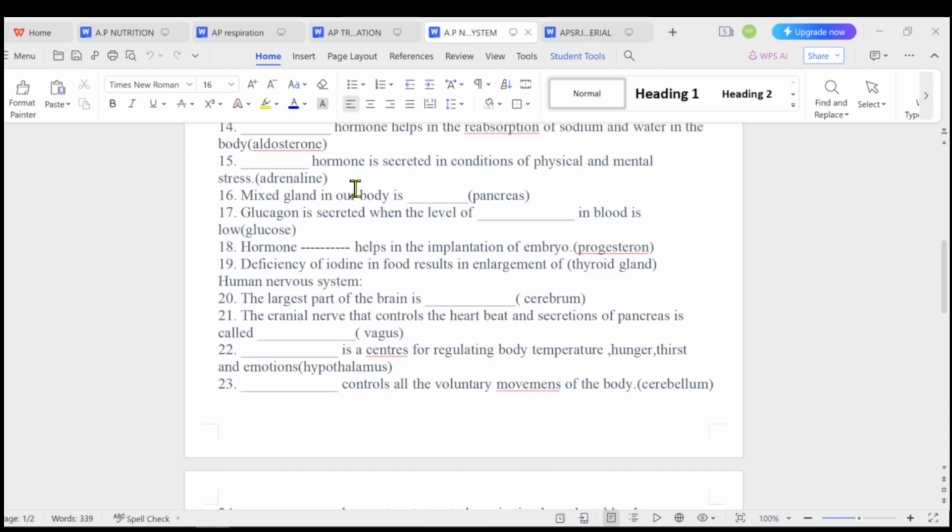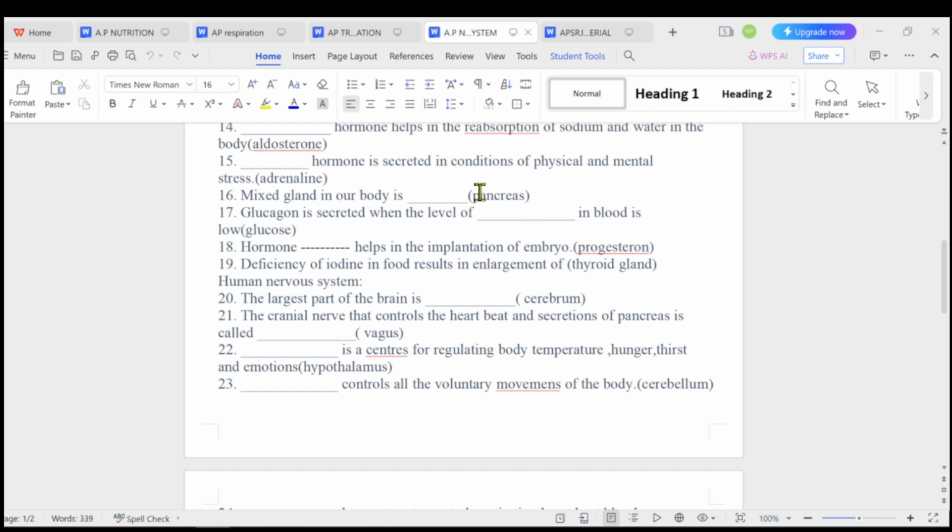And one more name for this adrenaline is fight or flight hormone. And the mixed gland in our body is called pancreas. Why the pancreas is called the mixed gland means it is the heterocrine gland. It acts as the exocrine and the endocrine.